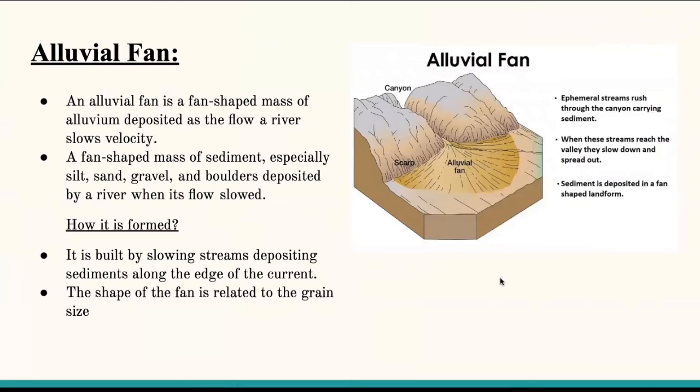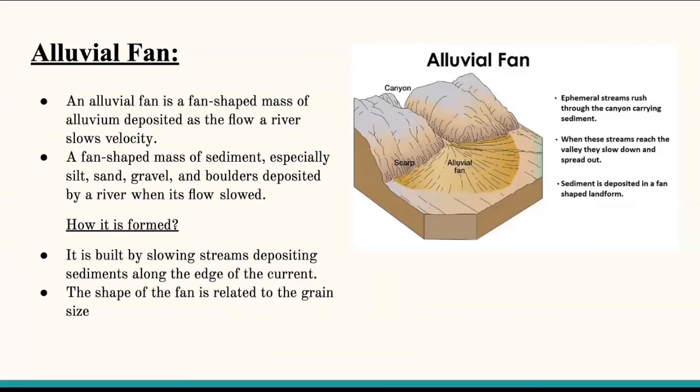Next, I'm going to be talking about alluvial fans. An alluvial fan is a fan-shaped mass of alluvium deposited as the flow of a river slows velocity. And the name fan really does describe it well because it ends up having a fan shape, which you can see in this picture example over here. A fan-shaped mass of sediment, especially silt, sand, gravel, and boulders, deposited by a river when its flow slowed.